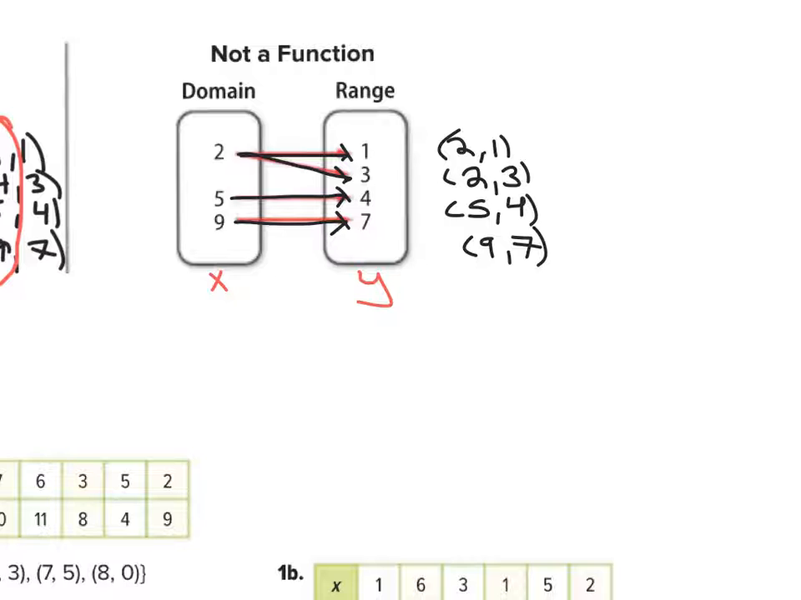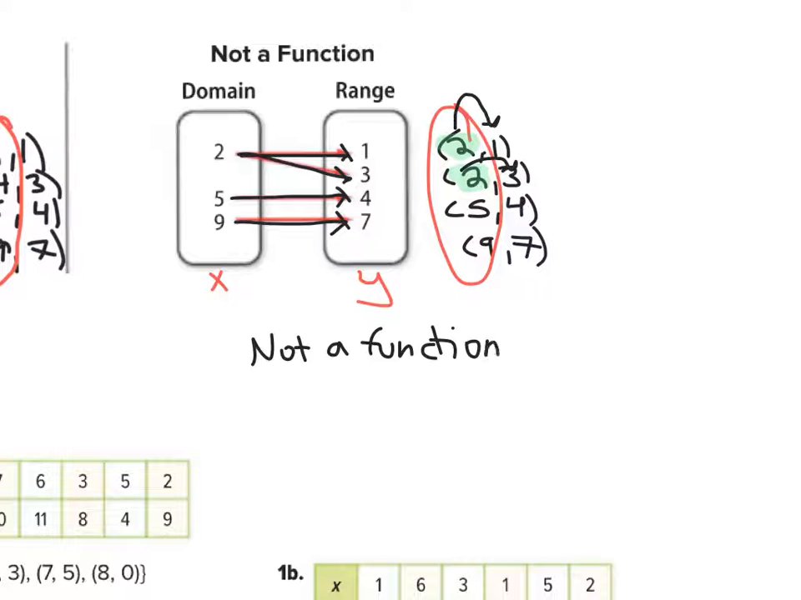Now remember, to check if something is a function, we want to look at our x's. In this case, I have two x's that are the same, so I need to do a double take. They are both 2's, so I need to check that these 2's go to the same range. Here I have a 2 that goes to a 1. Here I have a 2 that goes to a 3. Because my 2's, my x's, go to two different y's, this is not a function.